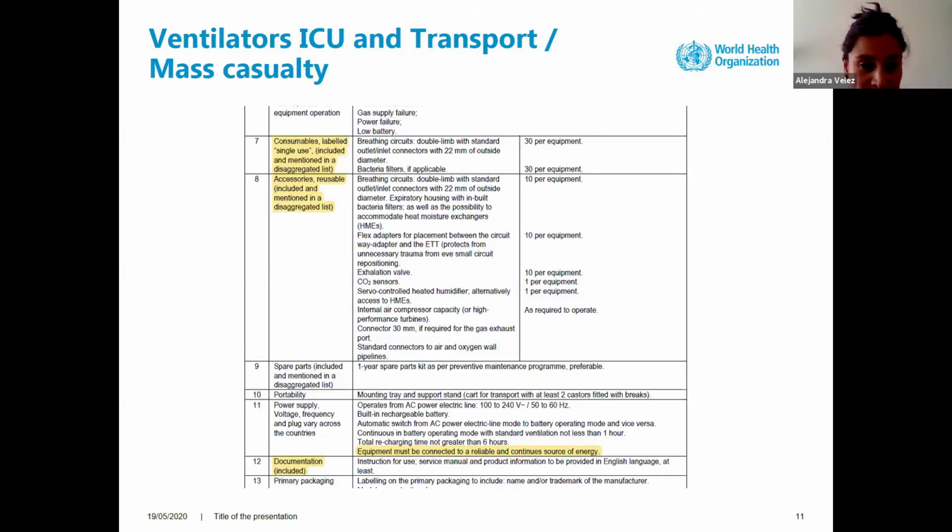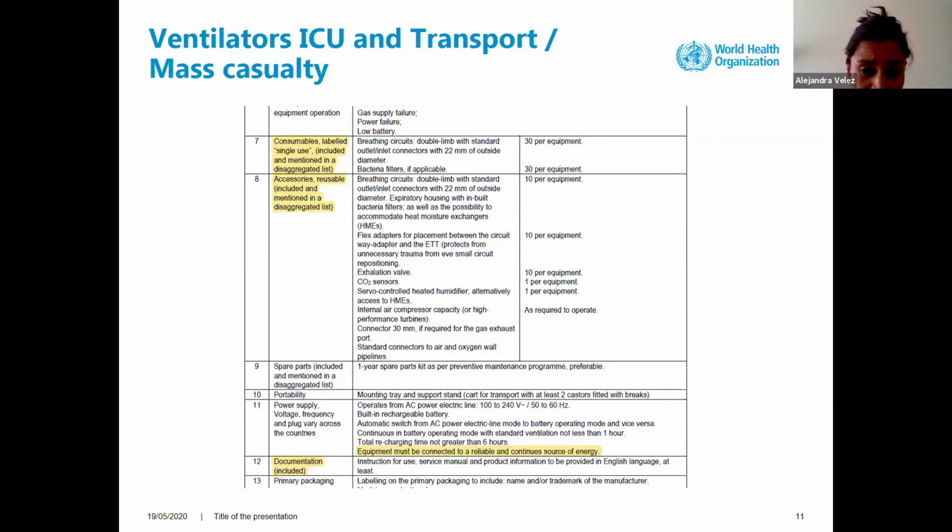Also, it's very important to include a comment on the language of how the product comes, the documents that come together with the equipment, but also the language of the interface. So for the time being, we are including minimum the English language, but of course it is preferable to have another language, a local language.